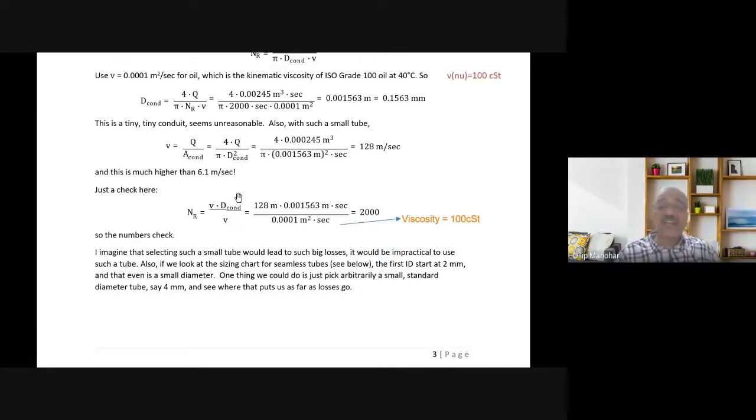So here he has done a Reynolds number check with a velocity of 128 meters per second. You get a Reynolds number of 2000, so there is no big deal here. Your viscosity is assumed as 100. So we imagine that with 128 meters per second, the friction loss would be so high that it is not advisable to do this.